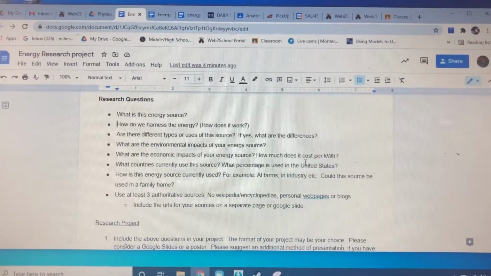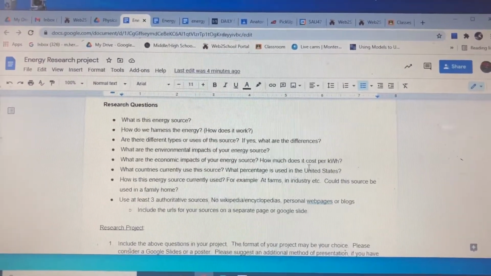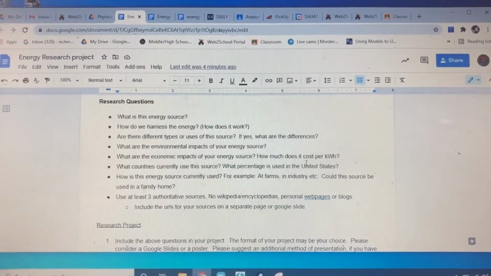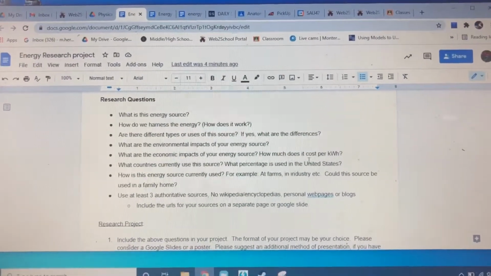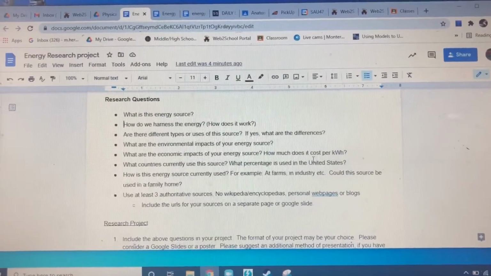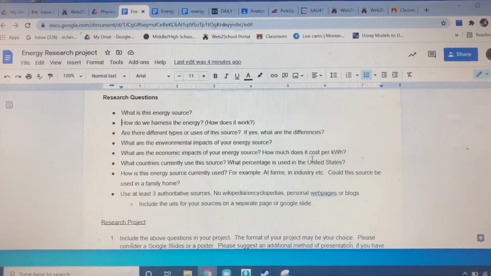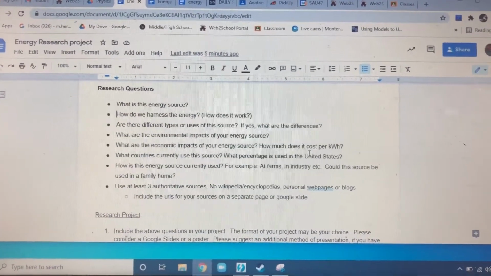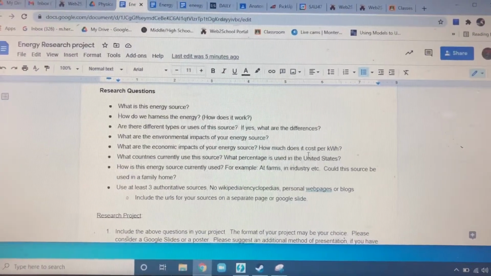Okay, are there different types or different uses for whatever source you have chosen? And if yes, what are the differences? What are you seeing out there? Is it only used in industry? Is it only used in houses? Why? That sort of thing I want you to look into.